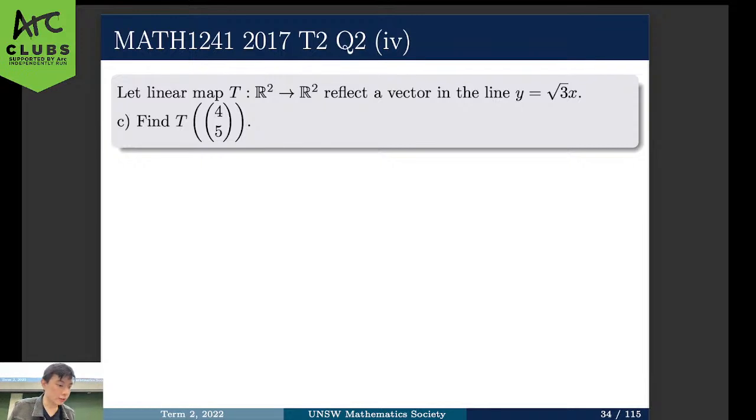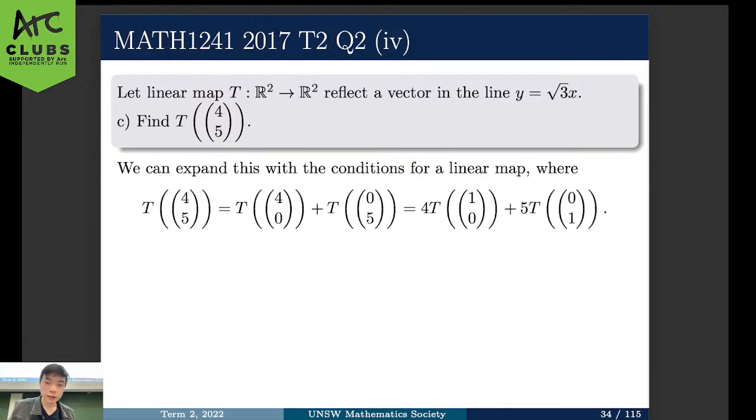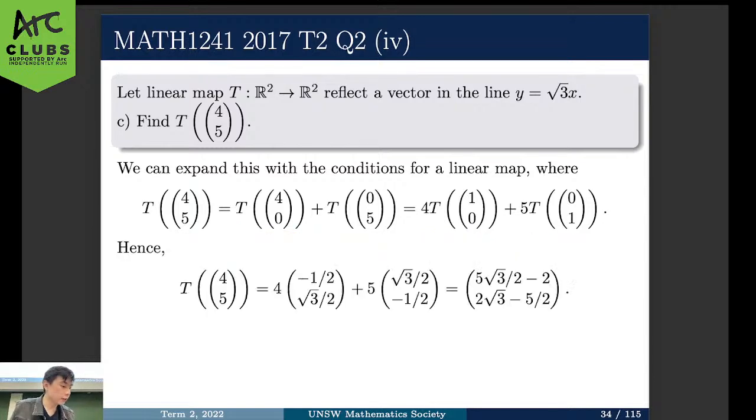So now, we want to find the vector (4, 5) being transformed. What we can do is essentially just expand it by the conditions of a linear map. So we have vector addition right here, and we can take out the scalar because of preserving scalar multiplication. Then we are left with two vectors that we already know from part A. We sub those in, and that should give us an answer right here.